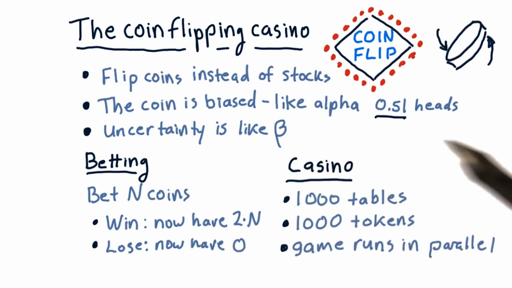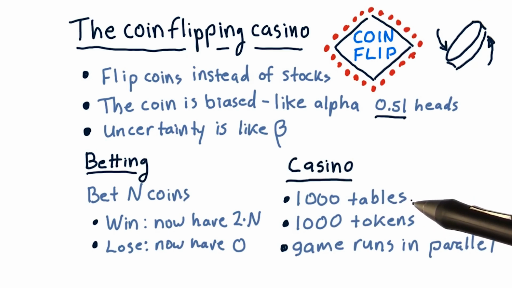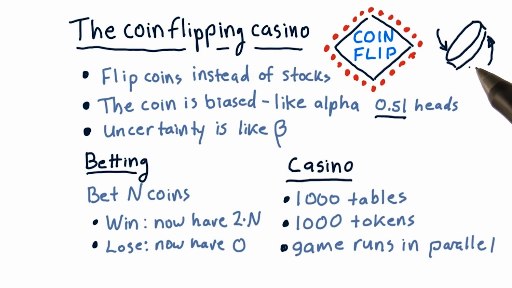Here's how the casino works. There are 1,000 betting tables, each with their own biased coin, and you have 1,000 tokens. You can choose to bet however you like. In other words, you can put 10 tokens on each of 100 tables. You could put 1,000 tokens on one table. You could put 1 token on all the tables. Once you've distributed all your tokens, which represent your bets, the coins are all flipped at once. In other words, the game runs in parallel, and for each bet that you made, you either get your winnings or they take the chips that you bet.